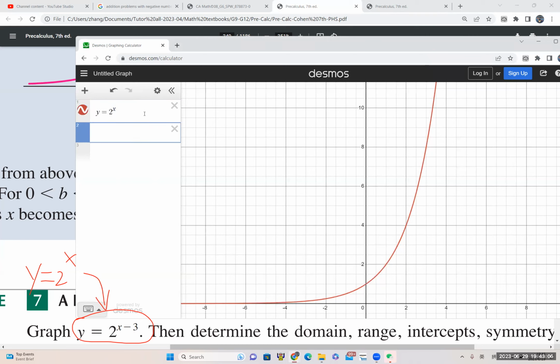You can just click on the x. So anyway, we have the parent function. Here x is replaced by x minus 3. So you move right 3 units, right? Yeah. Minus 3.